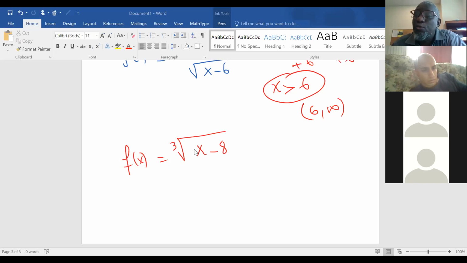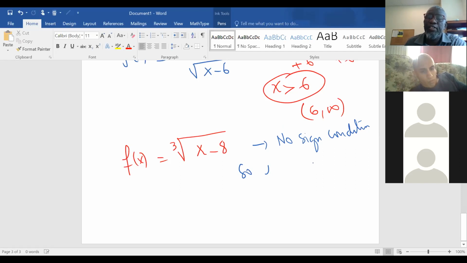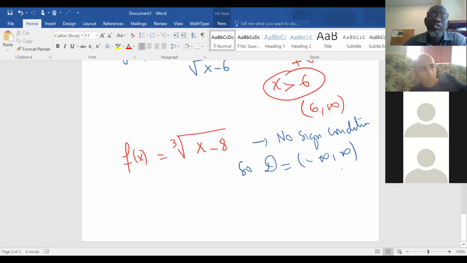Since we have no worries at all, I'm going to go ahead and say the domain is all real numbers. You see, here we have no sign condition. Because of that, the domain is negative infinity, infinity, right? All real numbers. Okay? Cube root, any odd radical like cube root, fifth root, seventh root, etc. They don't care about the signs.